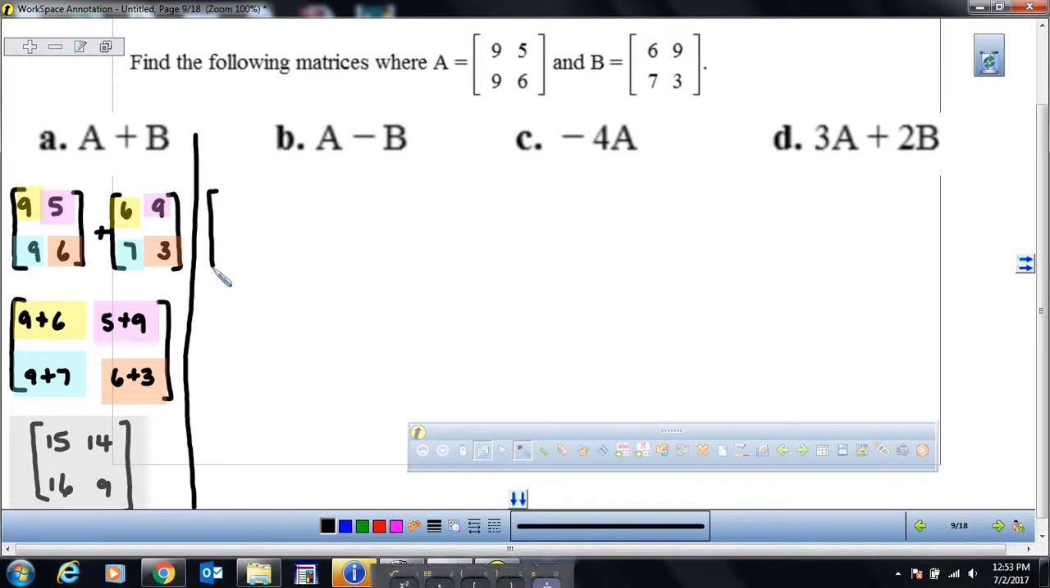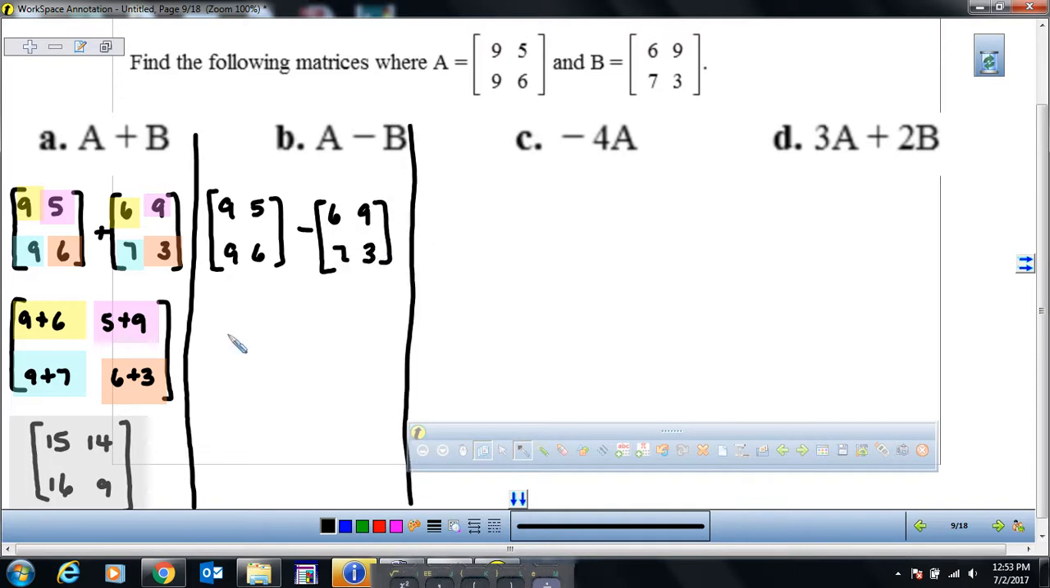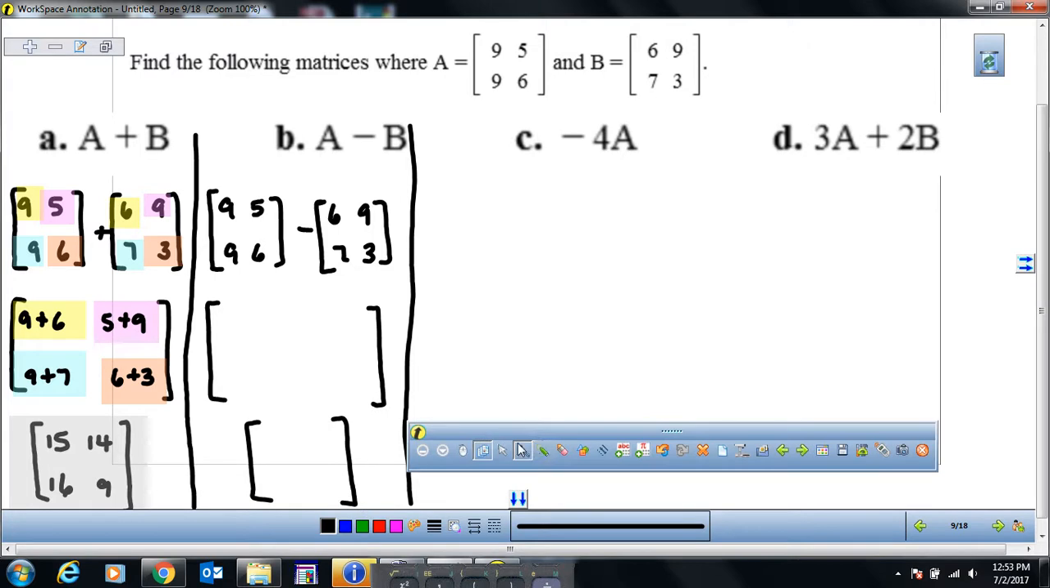Now, for A minus B, we're going to do the exact same thing, because remember, for matrix addition or matrix subtraction, we add and subtract the elements in the corresponding positions. That's how we do it. So for this subtraction right here, we're going to do the exact same thing that we did for the addition.